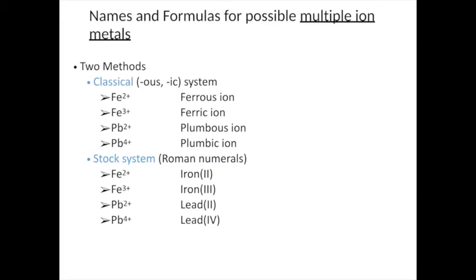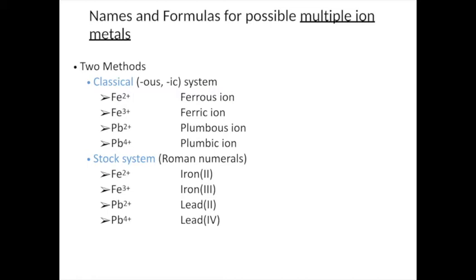Okay, so we're going to continue with naming ionic compounds, but now we're going to get into those transition metals that have multiple ions. So far we've only covered main group elements because they only contained one ion. And there's two methods for naming metals with multiple ions. There's the classical system and the stock system. Honestly, the classical system is kind of dying out, and we're going to go ahead and help it die. We're not going to do that part.